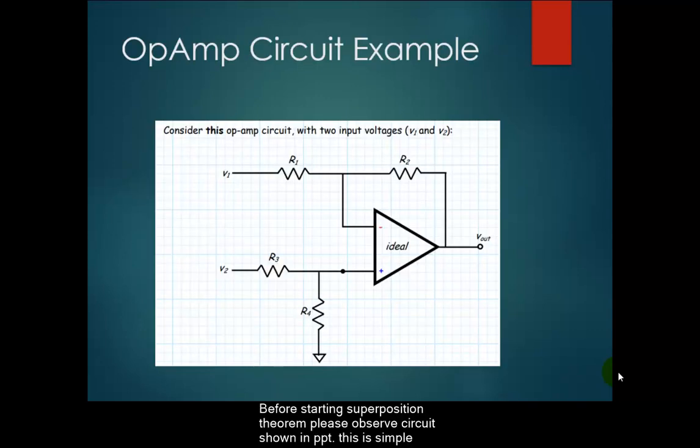Before starting the superposition theorem, please observe the circuit shown in the PPT. This is a simple Opamp circuit having inverting terminal input V1 and non-inverting terminal input V2. As we know, Opamp is linear. That's why its circuit is linear. Output depends on V1 and V2. For doing analysis, first analyze the effect of input V1 and then the effect of the second input V2. This means we require a theorem or rule which gives a simple procedure to find the resultant answer.